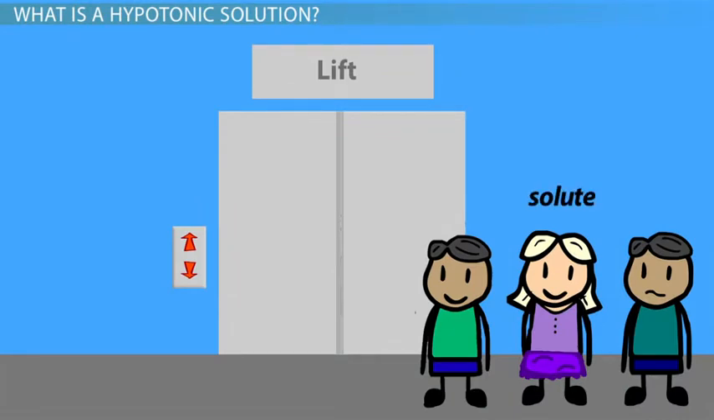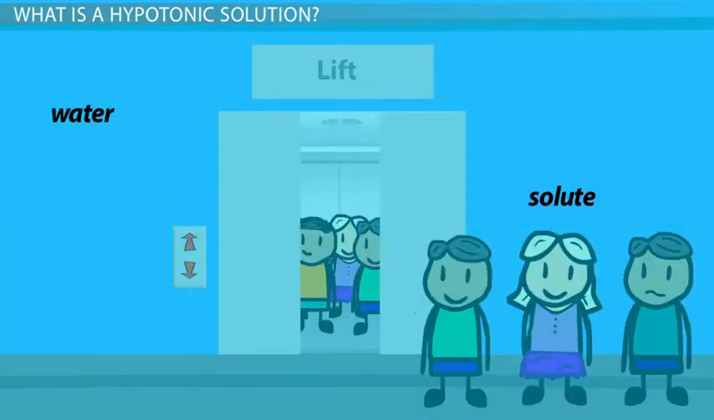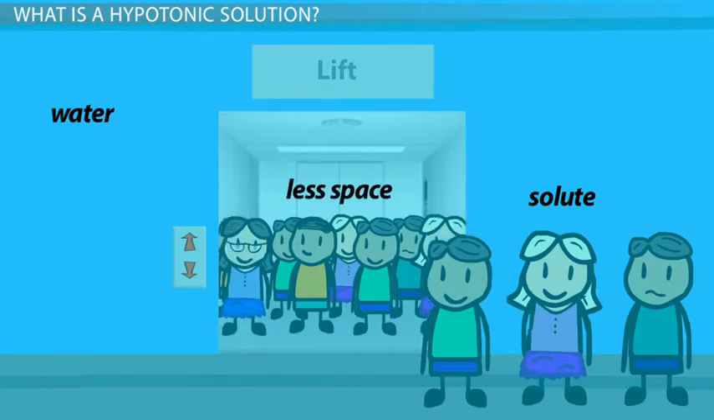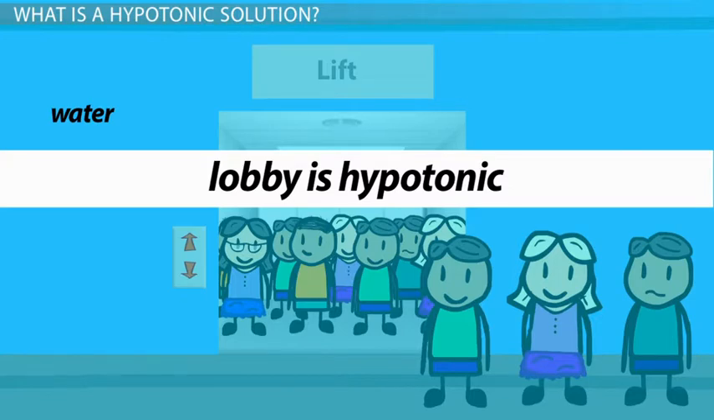This is the situation described above when you were waiting in the lobby. You and the other two people were like solute in a solution, and all that space around was the water. When the elevator doors opened, there were a lot more people and a lot less space in that elevator, a lot more solute and a lot less water. Therefore, your lobby was considered hypotonic when compared to the crammed elevator.